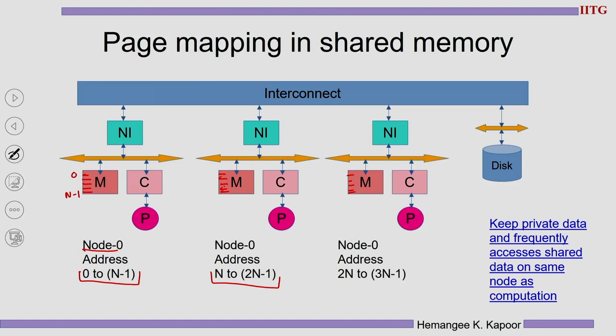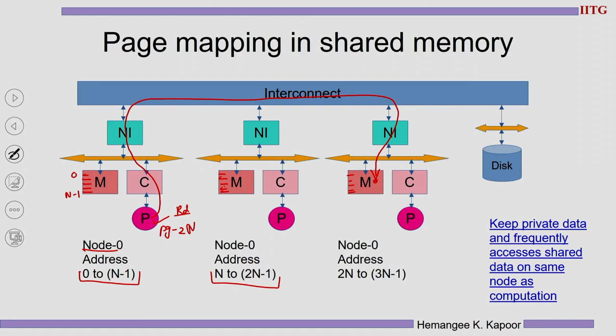And if this process P wants to access page 2n, okay, it has a read on page 2n or a write on page 2n, what should it do? It should traverse from here through the network interface and then go over the interconnect and reach this node. Right, so this is where page 2n is residing. So this is how we'll access.